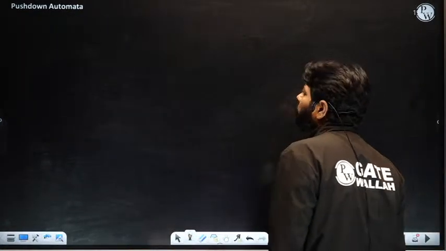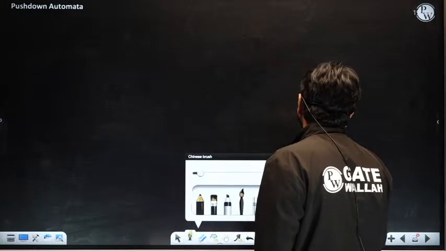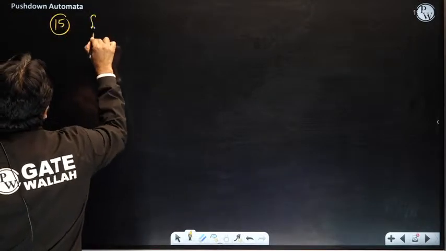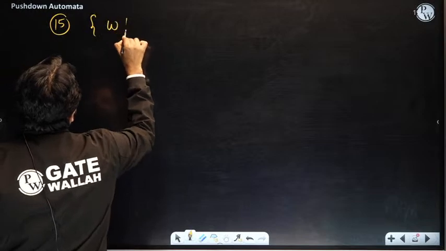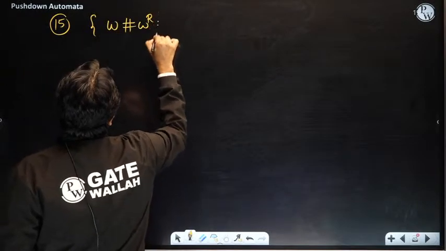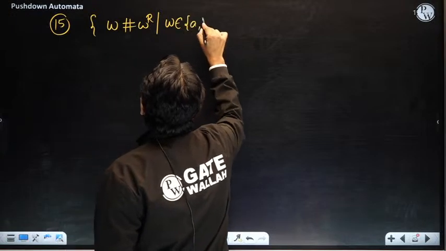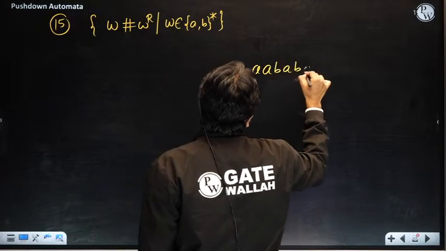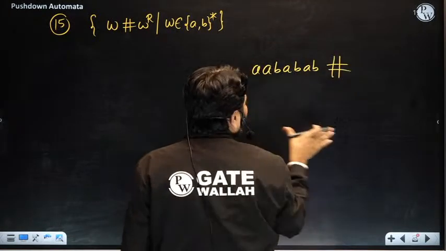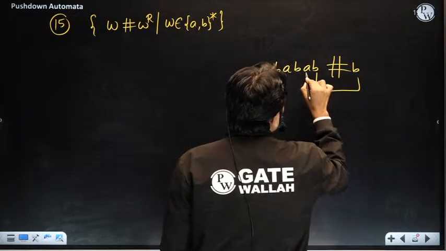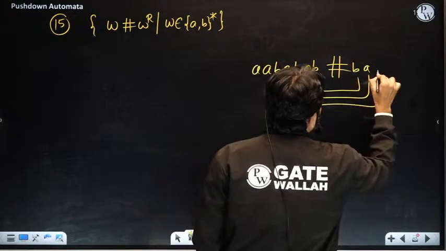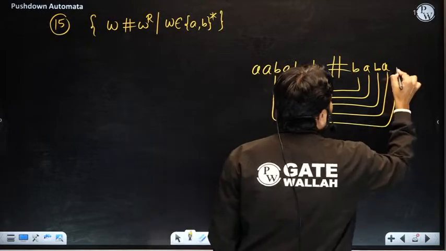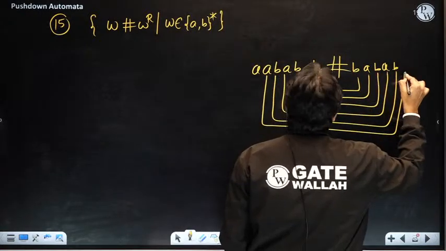Okay, now I'll give just 2 minutes. It's a break for me, but it's a thinking process for you. 15th. The w hash w power r such that w belongs to a comma b whole star. So you have any sequence here, it doesn't matter, but hash and exactly the reverse will come here. This b will come here, and this a will come here, this b will come here, this a will come here. The same symbol will come there, but in the reverse manner.